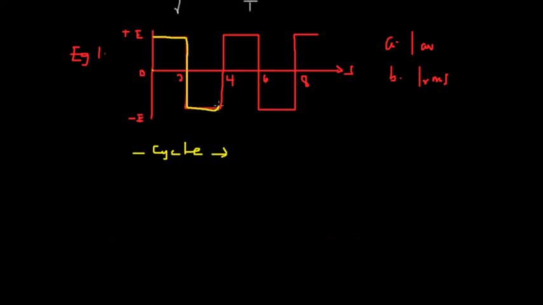Come down and then move to this point again. So this is your entire cycle. So your entire cycle is from 0 to what? 4, okay? The same thing applies to this side, okay? So this is your entire cycle.